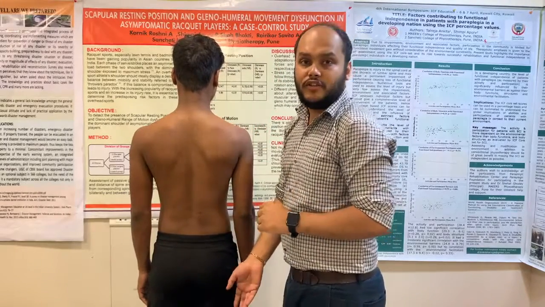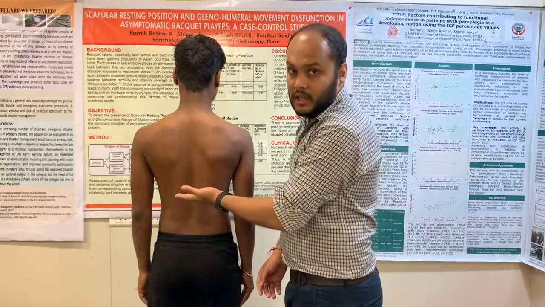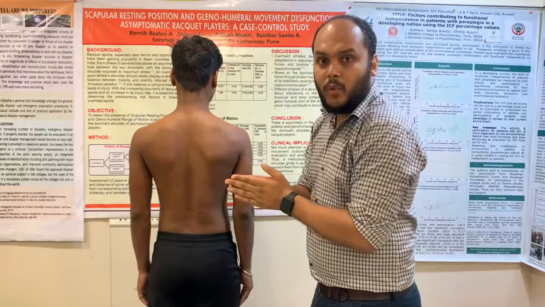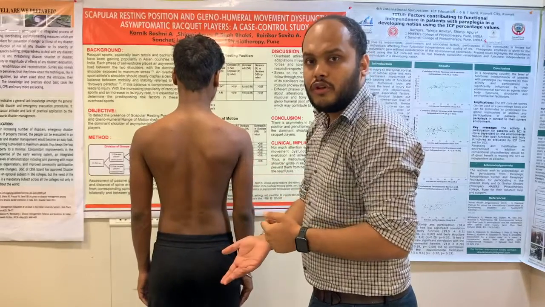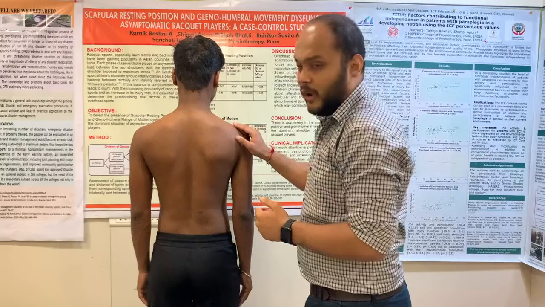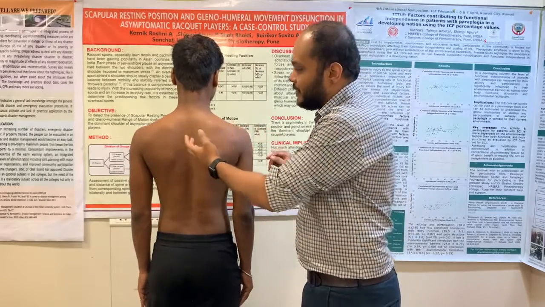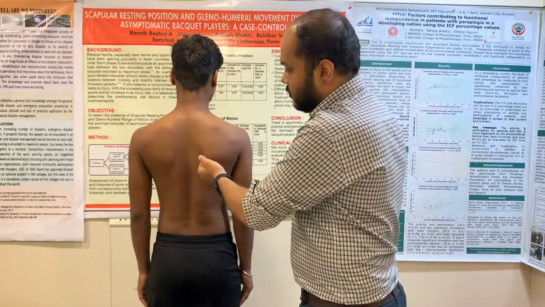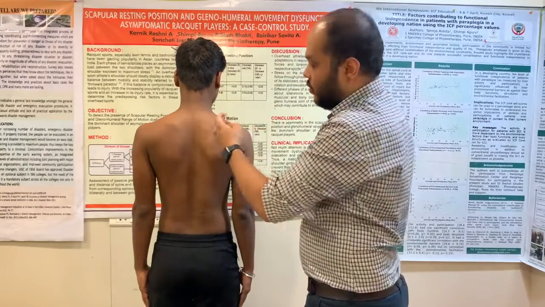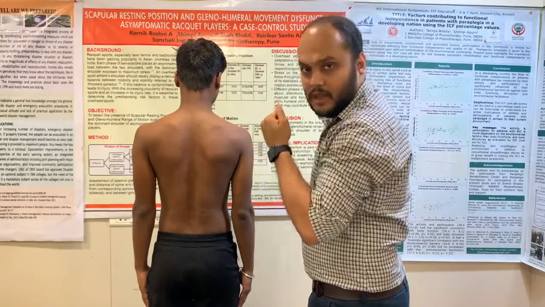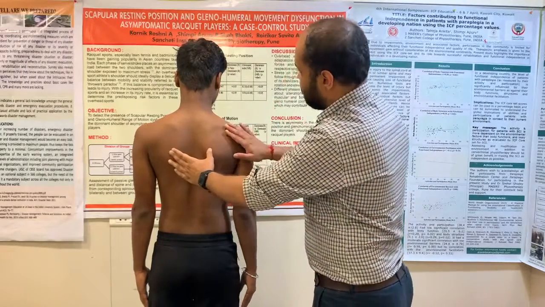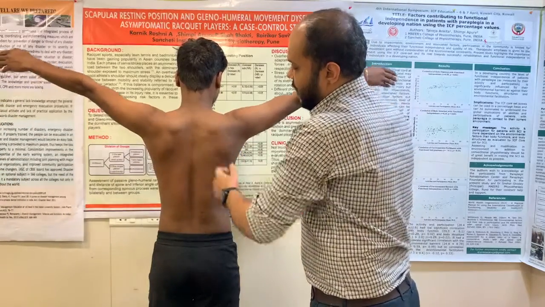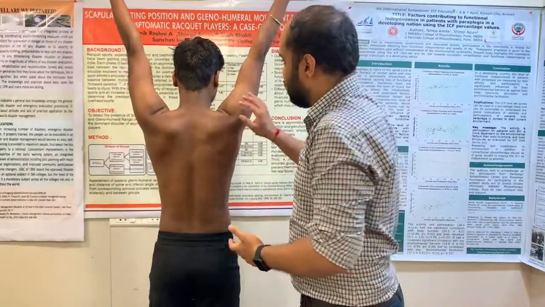The next thing you need to observe is winging. You can observe winging both statically and when we ask the person to move the limb. When we check for dynamic winging, we request the patient to perform bilateral abduction of the shoulder. Let's go ahead. Can you please perform bilateral abduction of the shoulder? You just have to observe the movement of the scapula and whether winging is seen in that as well. Thank you so much.